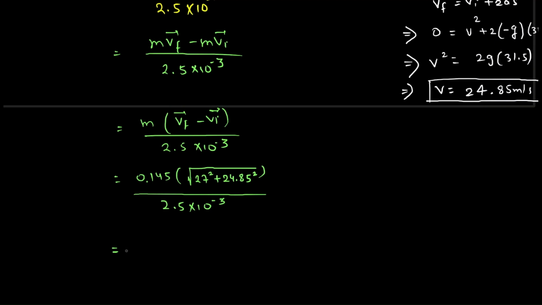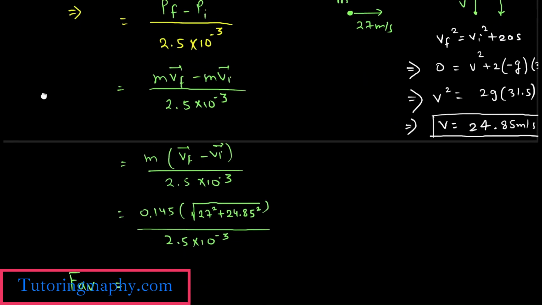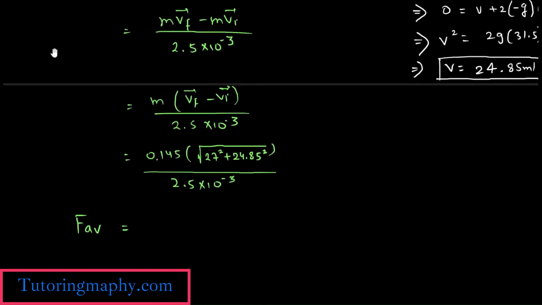What is the final answer? One second, let me just write this down. This is 27 squared plus 24.8 squared over 2.5 times 10 to the power of negative 3. Force is equal to, so we got 0.145 times this divided by 2.5 times 10.